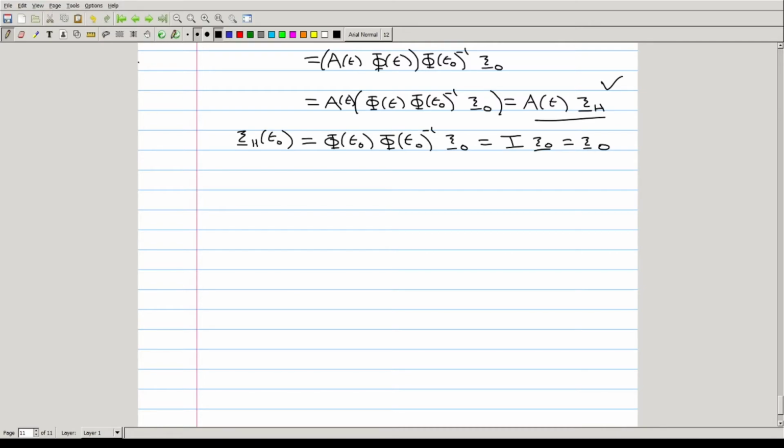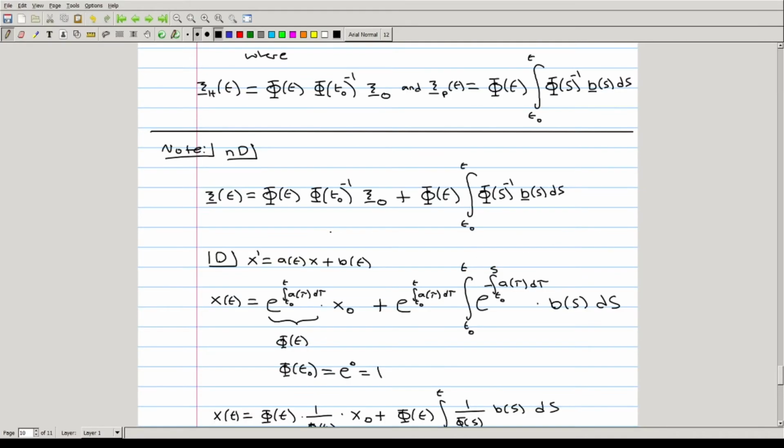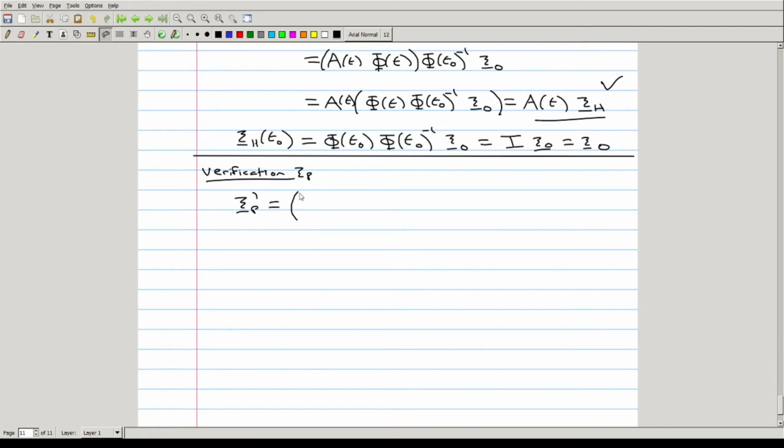And we also want to verify that psi p is a particular solution. And this is a little bit more challenging because we have to go through and take the derivative of the matrix product of this matrix phi of t with this matrix right here. But this isn't too bad when we generalize the product rule. And the product rule does, in fact, generalize very nicely to matrix and vector functions.